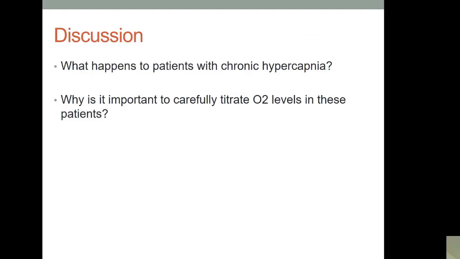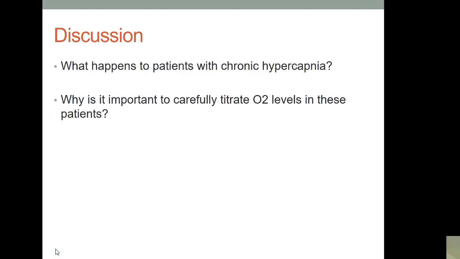Now, what's going to happen then to patients that have chronic hypercapnia? Okay, so these are patients like with COPD that have chronically high levels of CO2. Do they constantly just keep breathing deep and rapid in response to the CO2? So think about that for a minute. And then the second part of the question is, why is it important to carefully titrate oxygen levels in those patients? So think about that.